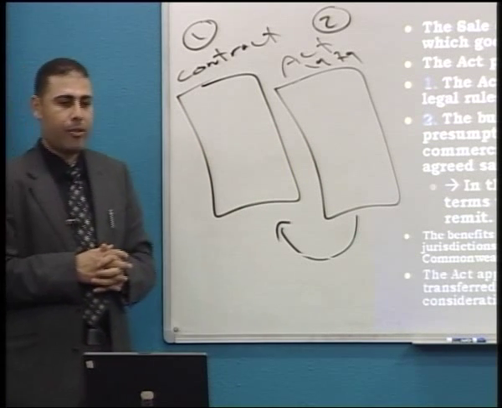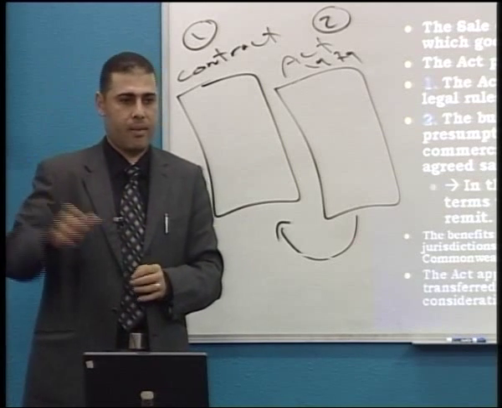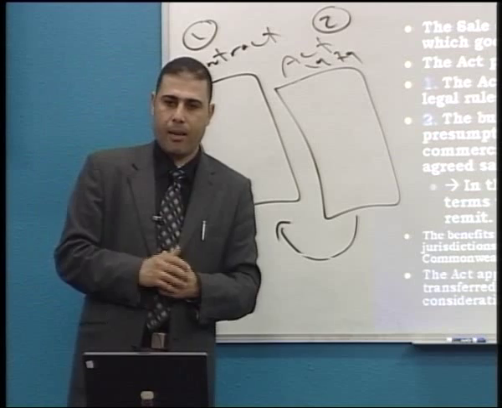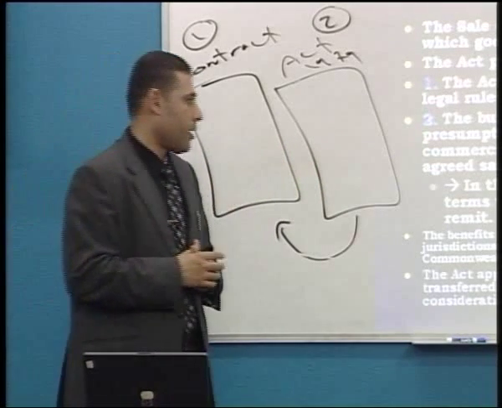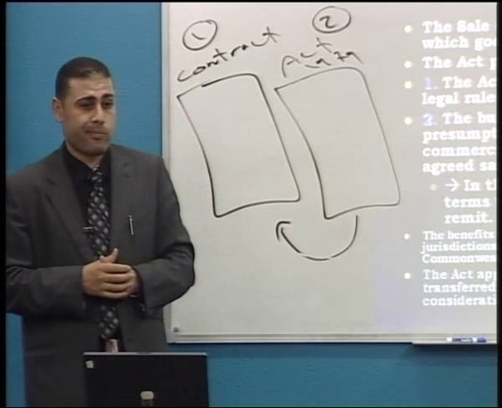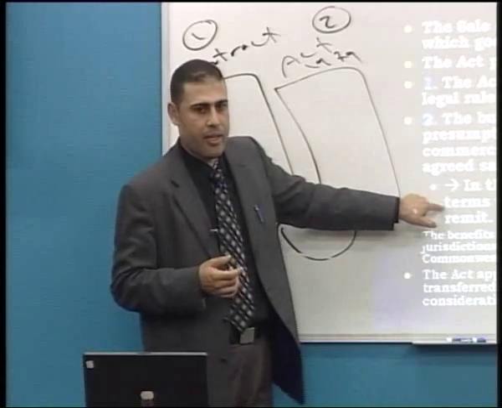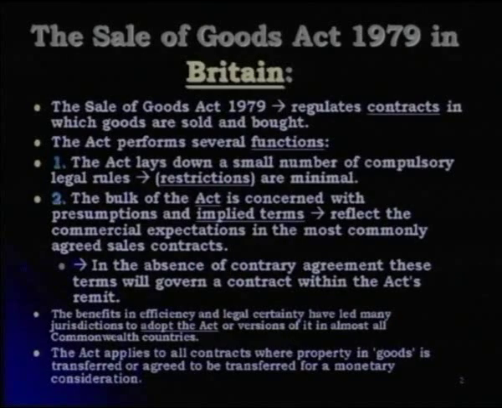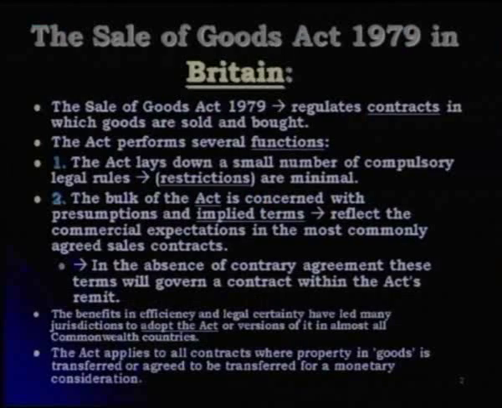Why? Because we would like to make the situation as perfect as we can. We would like to sustain the ability of two parties to keep their commitment to the contract. Look at this again here. This sentence here. Can you read it? Any one of you? Volunteer? Go on. In the absence of the contrary agreement, these terms will govern a contract within the Act's limit.